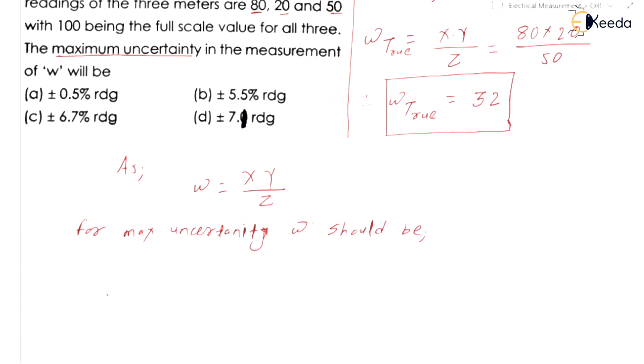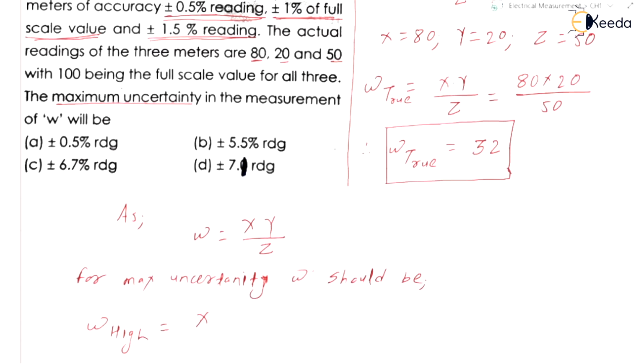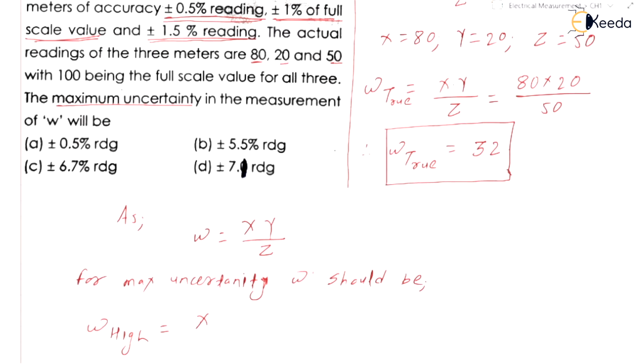Either w high, I am writing, is equal to x. Now the meter which is used for measurement of x has plus minus 0.5% of the reading. So here x should have the highest possible value, which means the error should be plus 0.5% of the reading. So x should be equal to x plus 0.5% of reading, that is x.